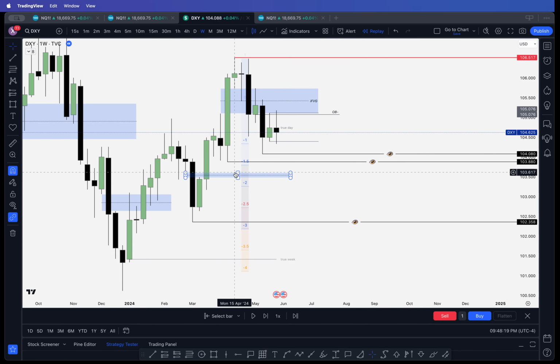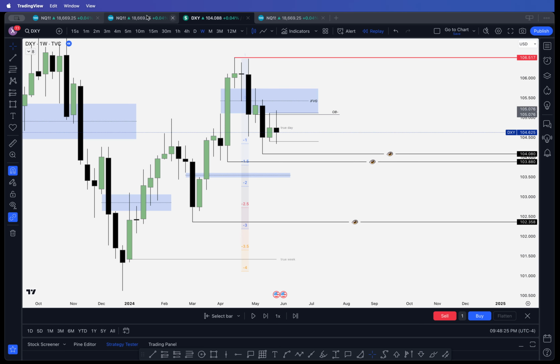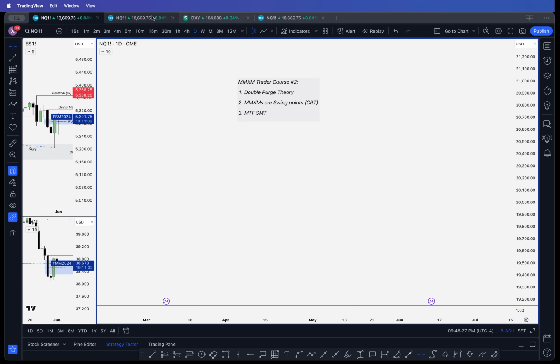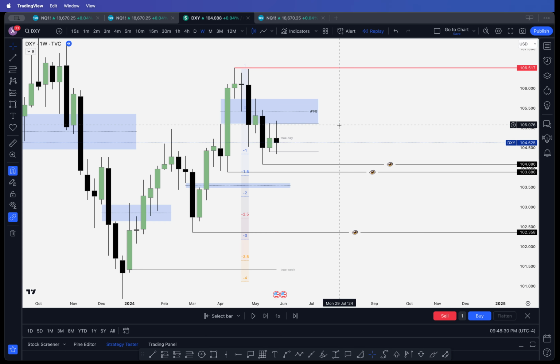So with the expectation that we just had of a double purge theory, what do you think is realistic to expect to be taken first? The buy stops or the sell stops? Let me get rid of the lipstick. If we're going down, technically the buy stops.